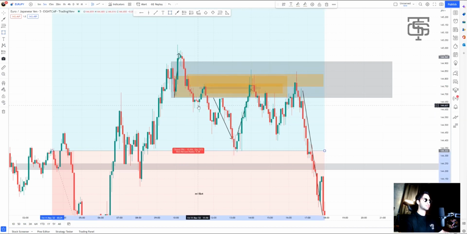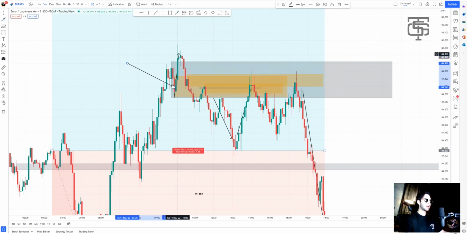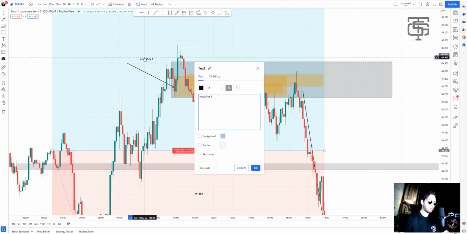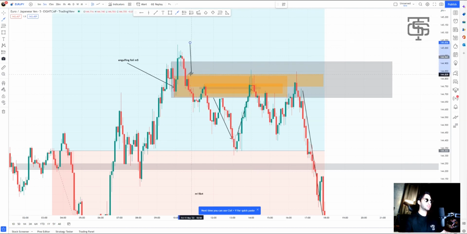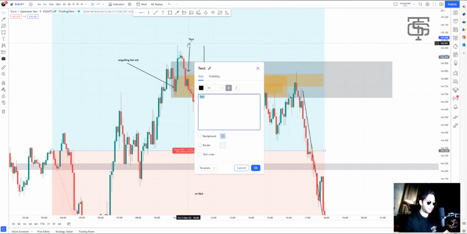So let me explain to you why is it so. This is our engulfing fail. So I'm going to mark this again, engulfing fail M5. So in this engulfing fail M5, we have two potentials. This is going to be our first potential engulfing one. This is going to be our second potential engulfing one. First and second potential engulfing cell 1.